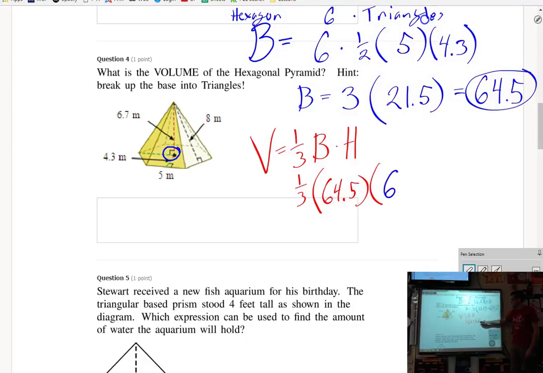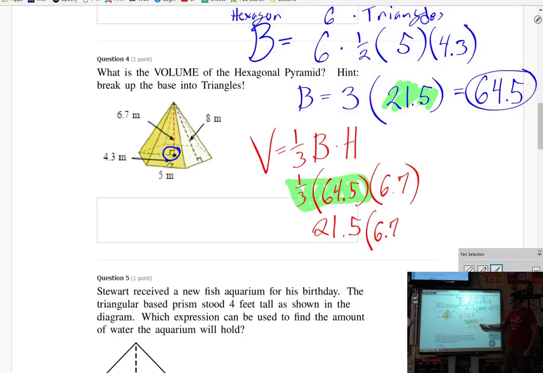That height here is 6.7. Obviously, a calculator would be useful for this. 140. Here's the funny thing, though. I multiplied by 3, and now I'm going to divide by 3. So I know that actually these values are just going to come back out to be this. So to make my life easier, I know that's 21.5 times 6.7. That's the math I need to do. 144.05.